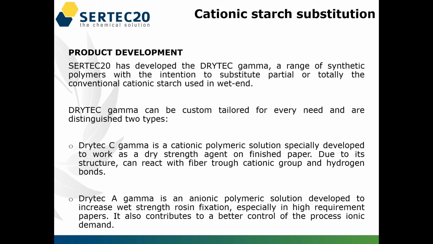Now I want to introduce the Certec development that has been carried out during several years to obtain the Drytec Gamma products. They are a range of synthetic polymers with the intention to substitute partially or totally the conventional cationic starch used in the wet end. Here we can distinguish two types of products. Drytec C Gamma, that is a cationic polymer solution specially developed to work as a dry strength agent, and we also have Drytec A Gamma, that is an anionic polymeric solution developed to increase wet strength rosin fixation. It also can work as a dry strength agent, and it also contributes to a better control of the process ionic demand.